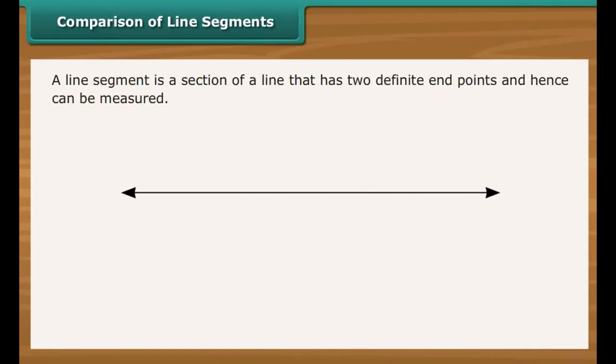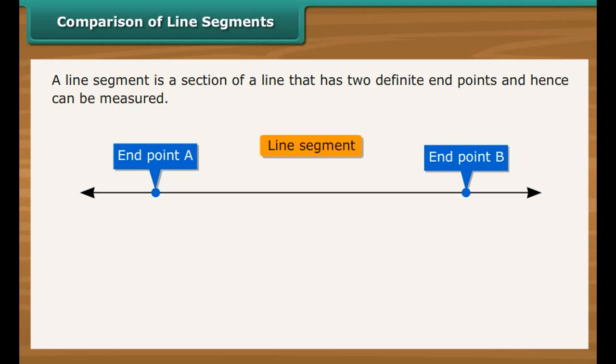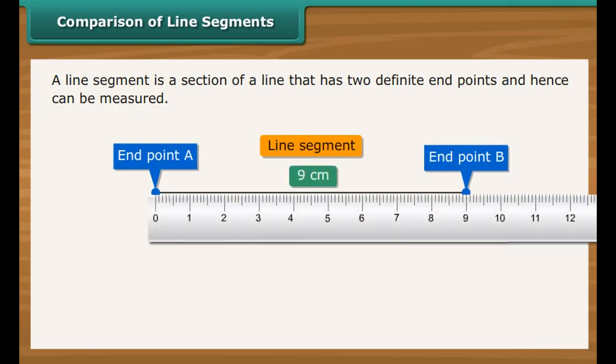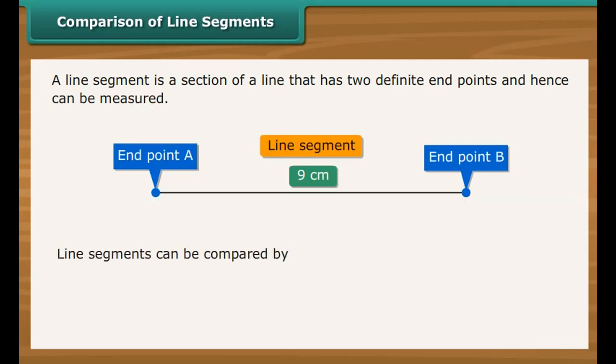Comparison of line segments. A line segment is a section of a line that has two definite endpoints and hence can be measured. Line segments can be compared by observation, tracing, measurement. Let us look at each technique in detail.